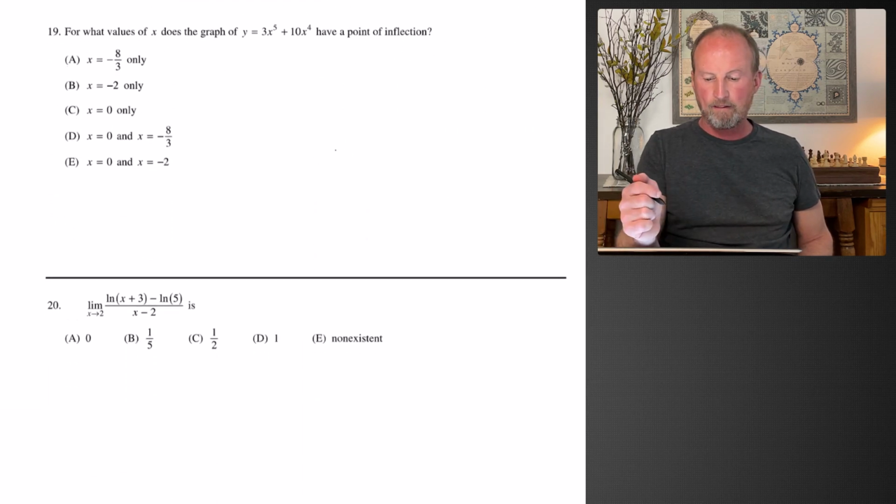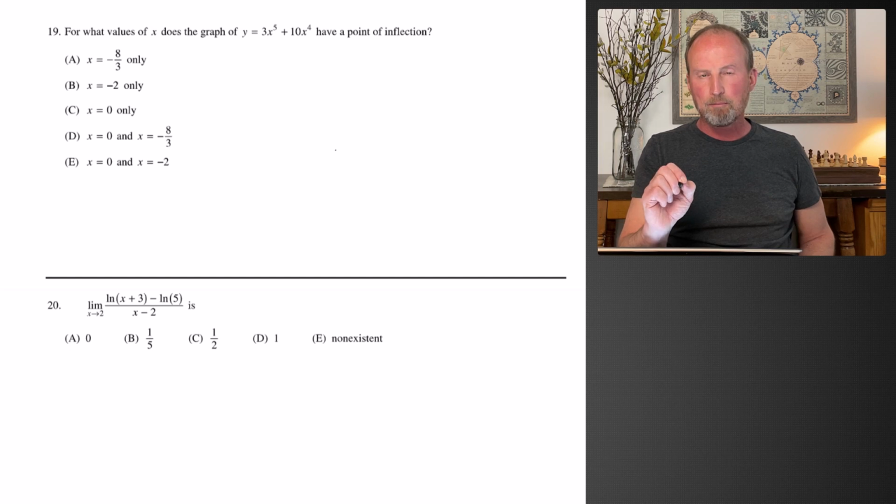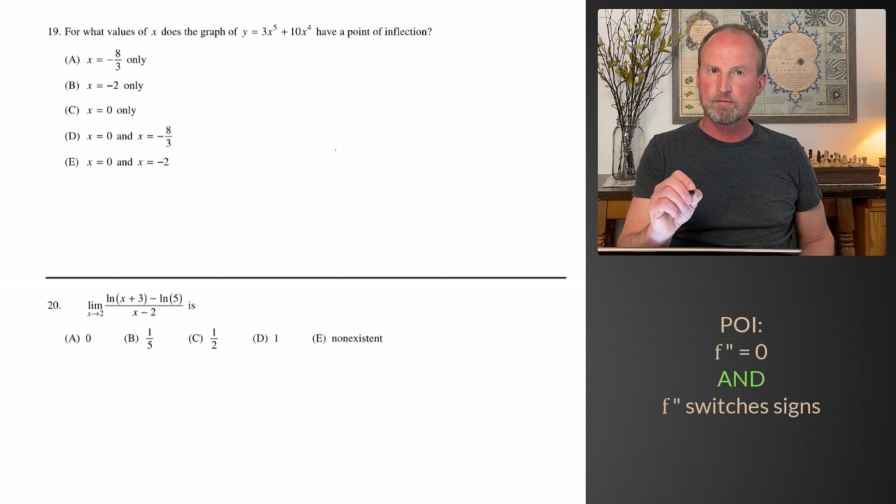Question 19. For what values of x does the graph of y equals 3x to the 5th plus 10x to the 4th have a point of inflection? Good tutorial moment. A point of inflection is where my second derivative is 0 or undefined, and, big capital bold letter, and, the second derivative switches signs at that point. The second derivative is 0 and the second derivative switches signs.